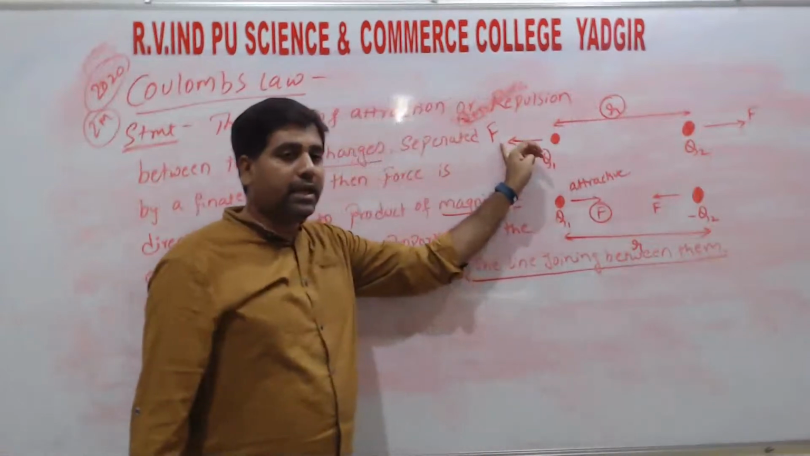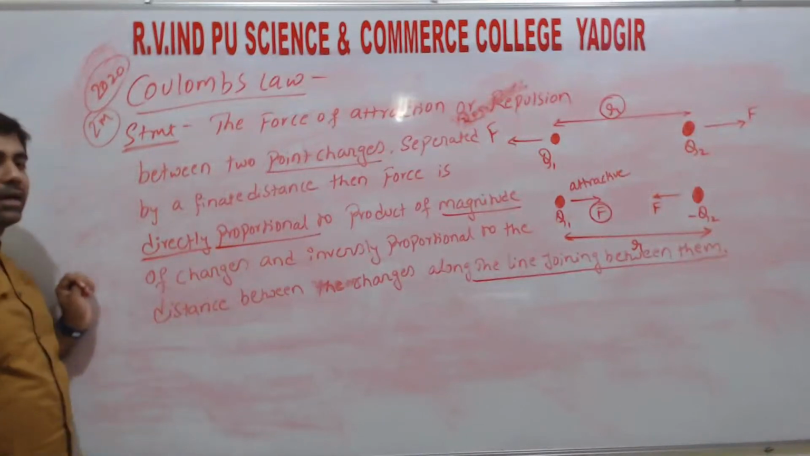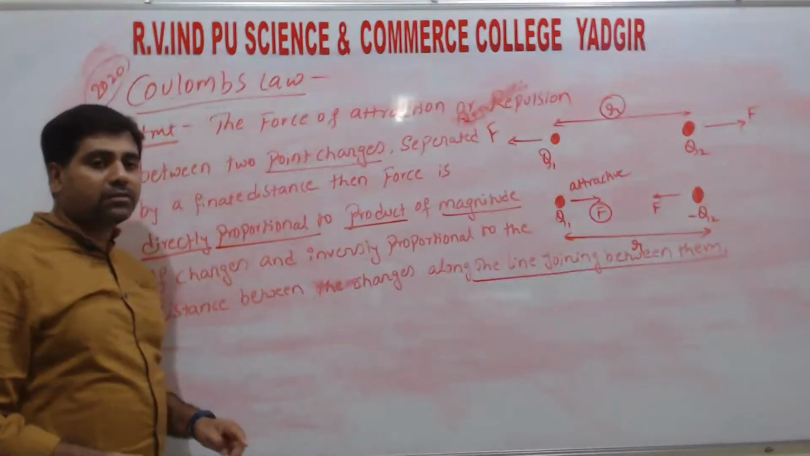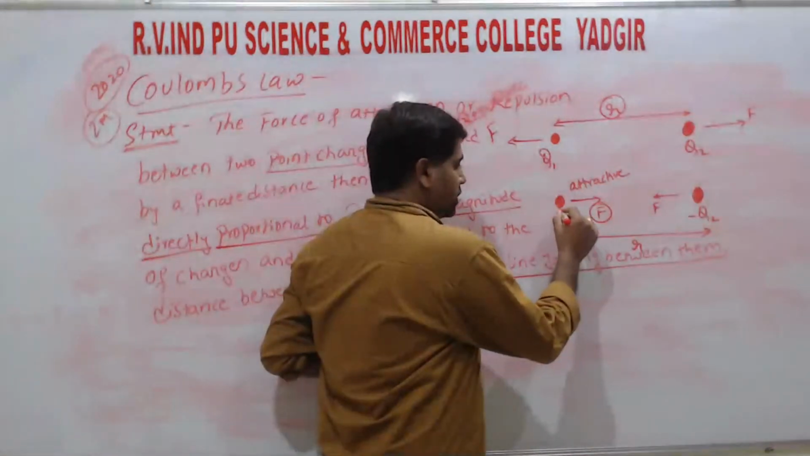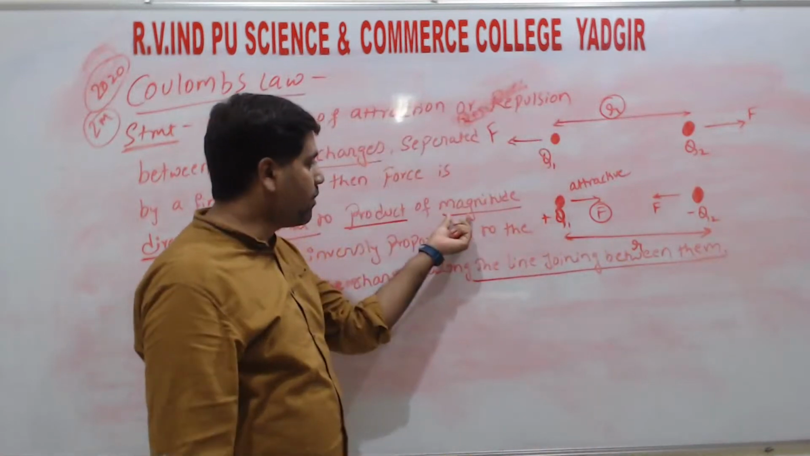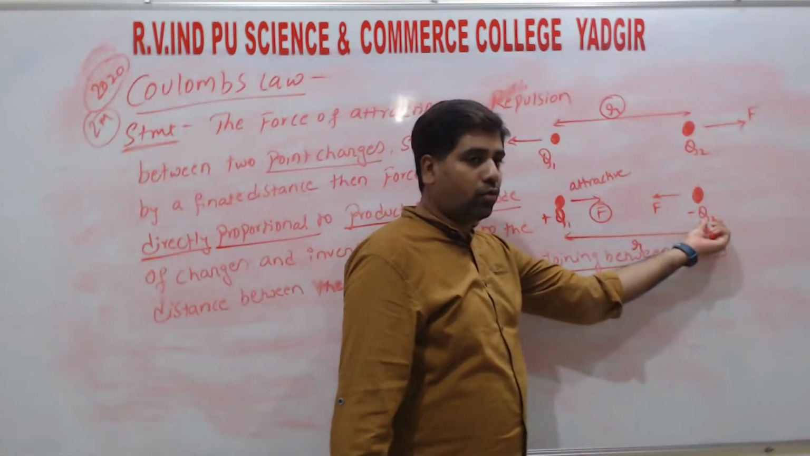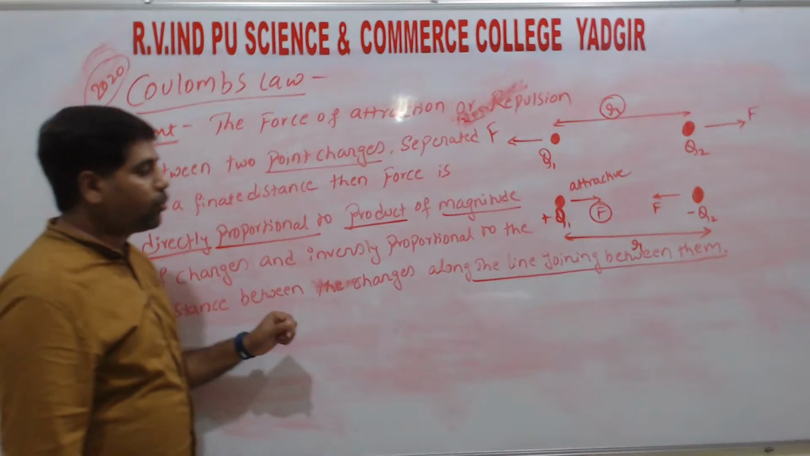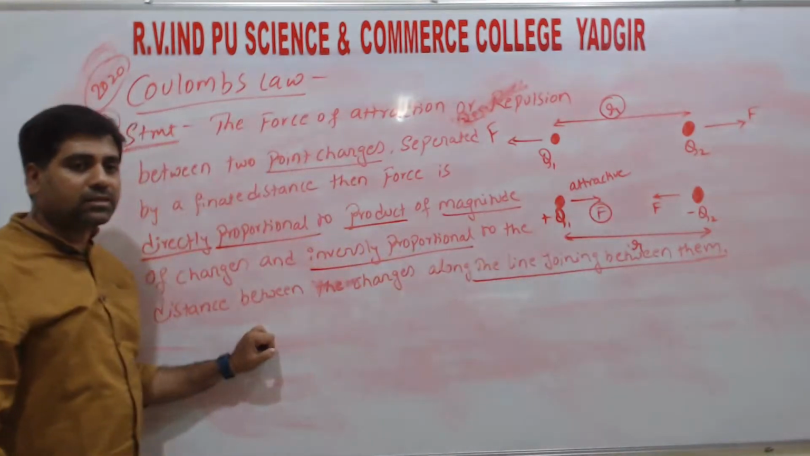So here this force is proportional to, right? This word is important, proportional. Which proportional? It is directly proportional, right? So directly proportional to the product of the magnitude of charges. Here we have the charge plus q1 and here we have minus q2. Only the magnitude means we are neglecting the sign here. We only take the values q1 and q2, right? So that is given by the magnitude of charges, and the force is inversely proportional to the distance between the two charges, right?